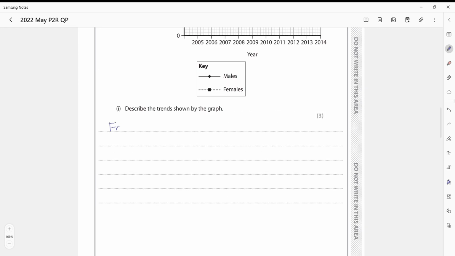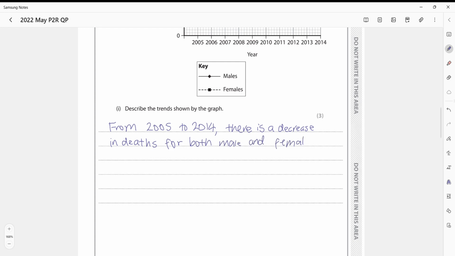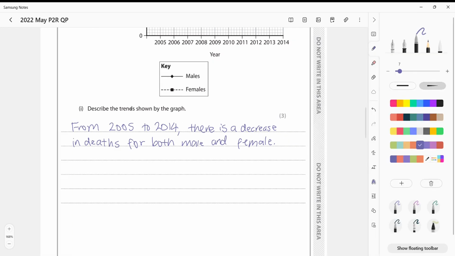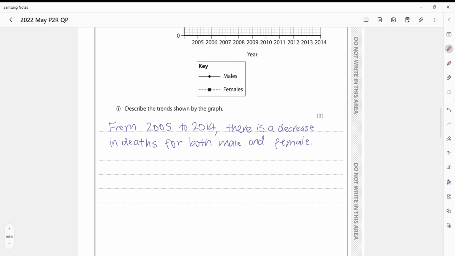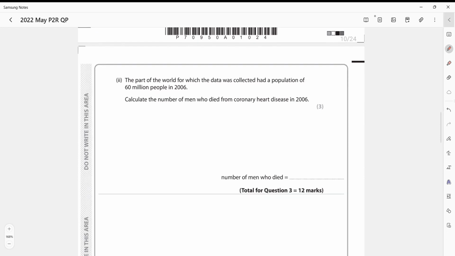We can say from 2005 to 2014, it's a decrease in deaths for both male and female. So it'll be 1 mark for this, 1 mark for decrease in deaths, and the last 3rd mark is for both male and female. Okay, let's move on to part 2.